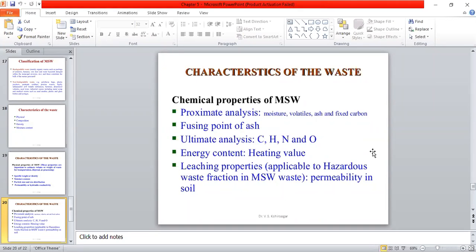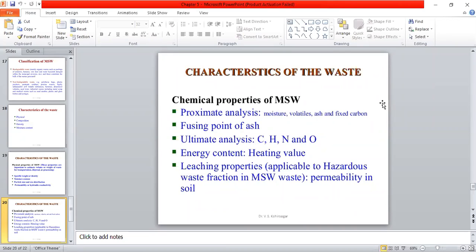Okay. Then the next one is the leaching properties. Leaching properties in the sense, I will read the first sentence and then I will explain. Applicable to hazardous waste fraction in municipal solid waste, permeability in soil. Leaching properties means what? When it is a decomposable type of waste, and you are spreading some liquid quantity, how much quantity of liquid waste is getting generated as a byproduct during decomposition is the leaching property.